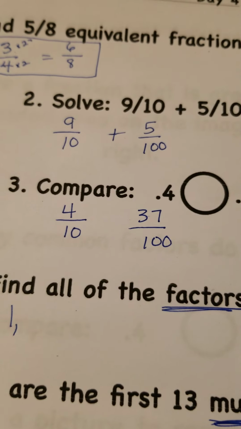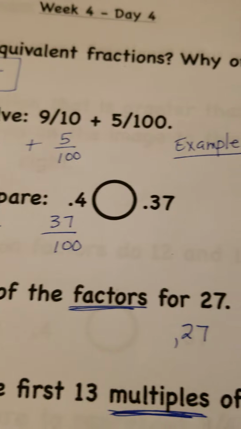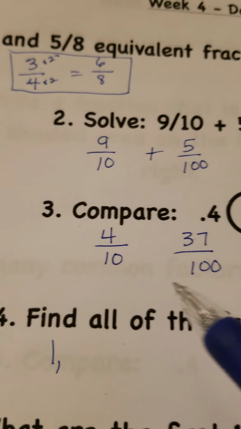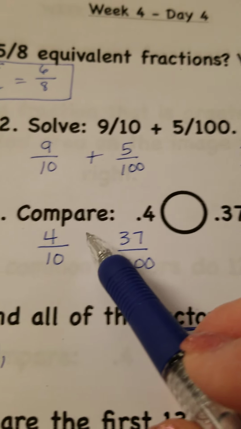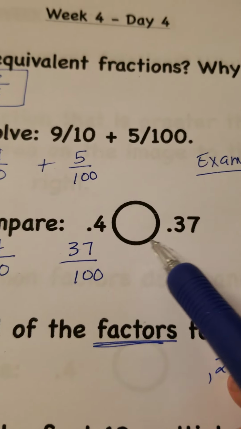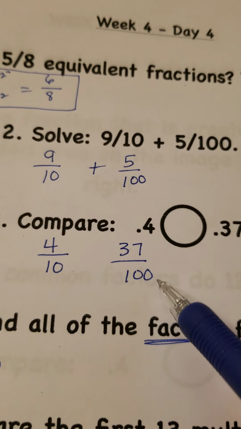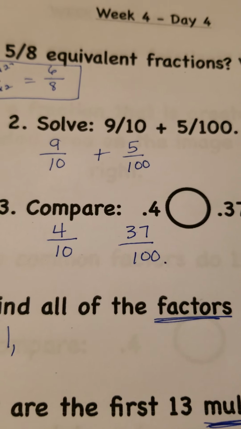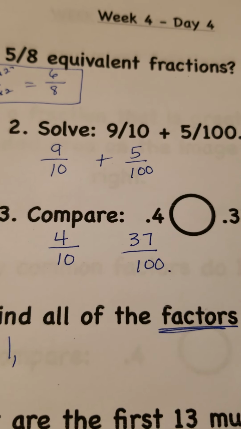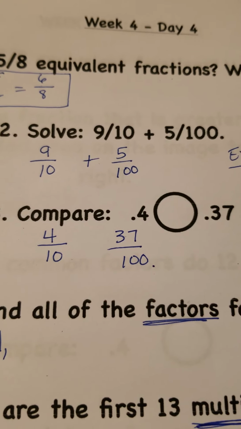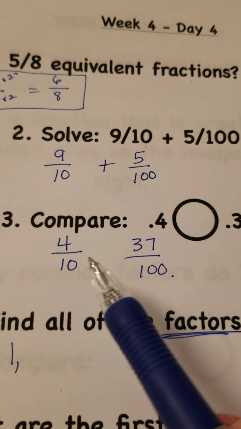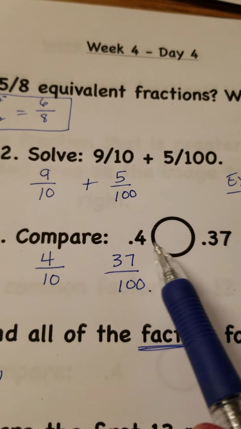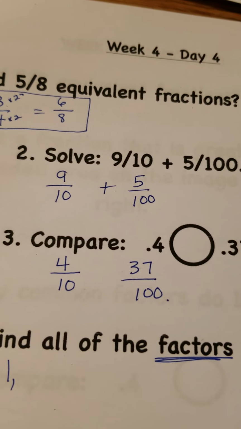Number 3, compare decimal .4 to decimal .37. Okay? So write it in fraction form if that helps you. What is decimal .4? It is 4/10. Decimal .37 is 37/100. Remember your place value when you move to the right of a decimal. It is not a whole, it is a part of or a fraction of. Okay? So compare these. Which is greater than, less than, or are they equal?